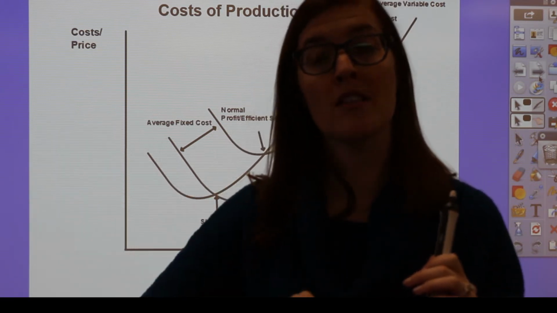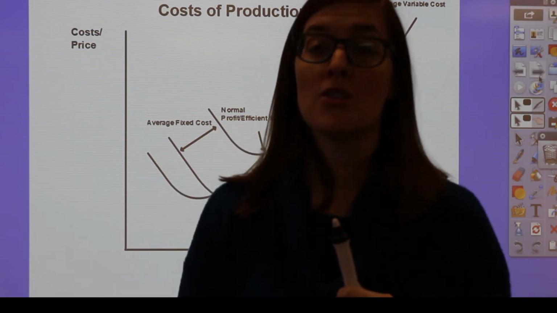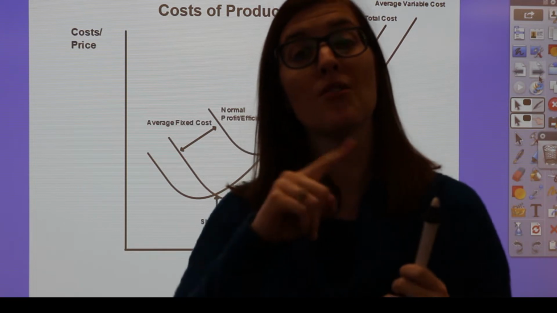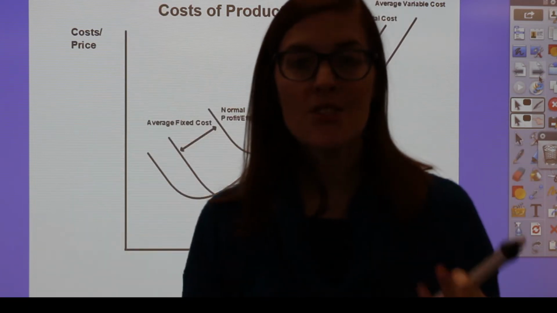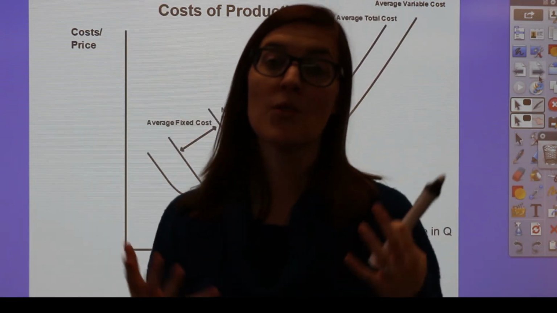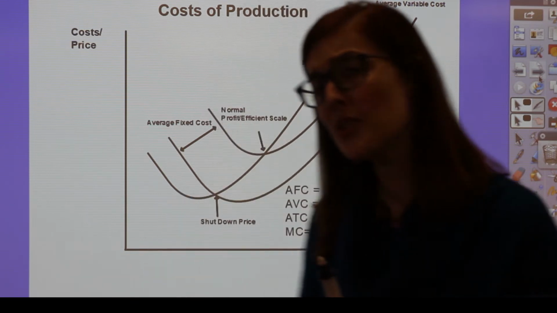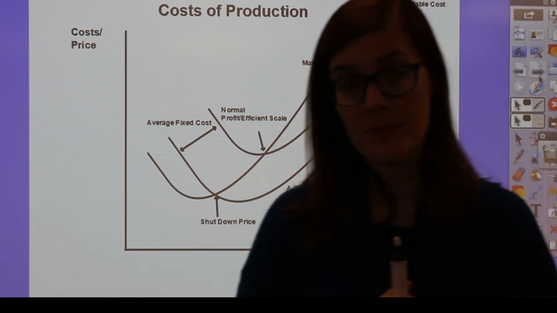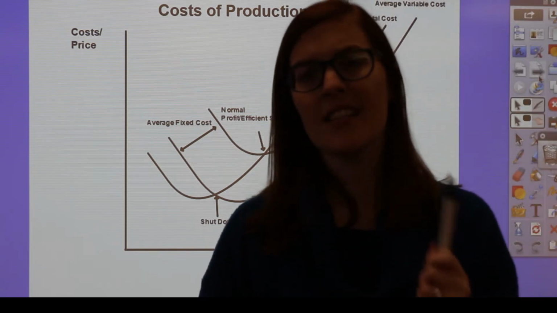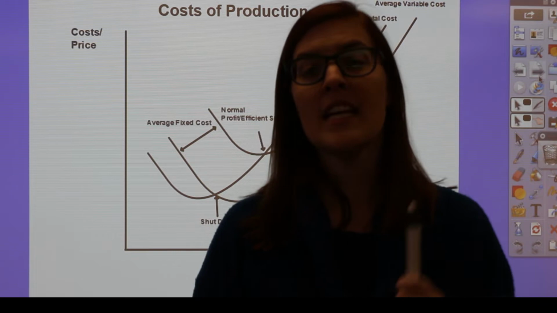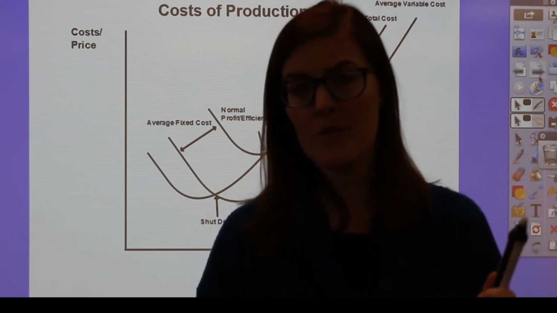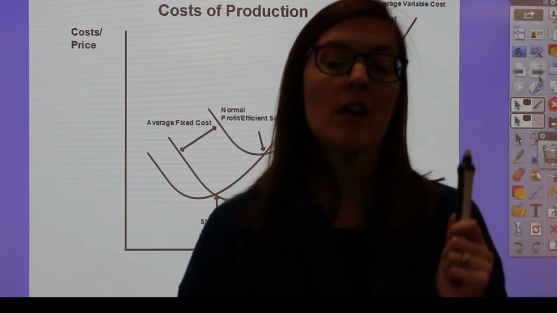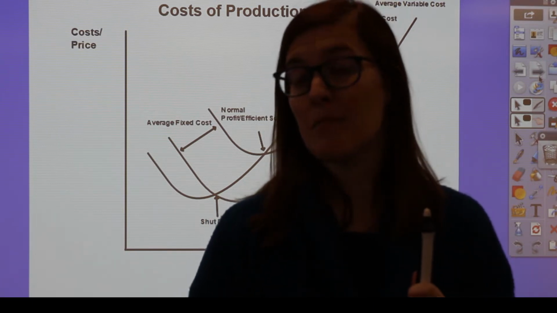So when marginal product is going up, marginal cost is going down, and then when marginal product starts to go down, marginal cost starts to rise, illustrating again diminishing marginal returns. We also have our average total cost and our average variable cost. Our average total cost is the line that we're going to be using a lot in this unit and future units as well.